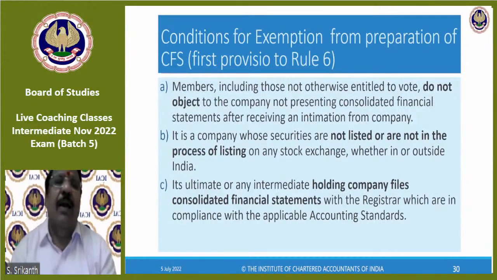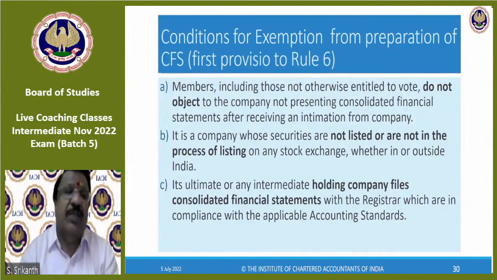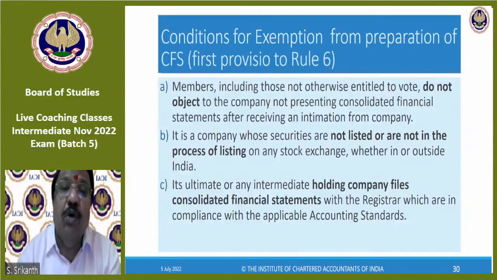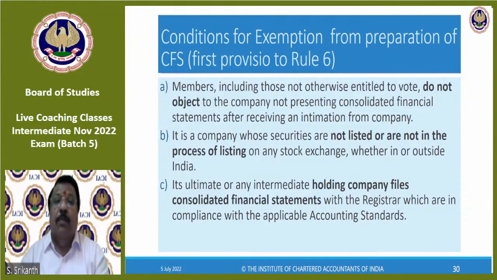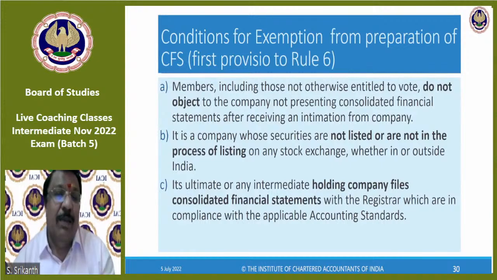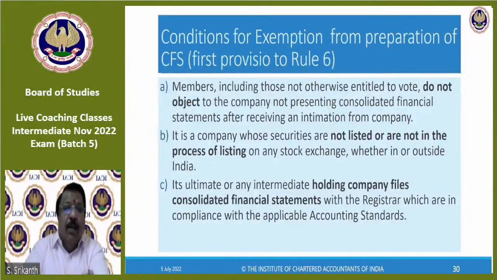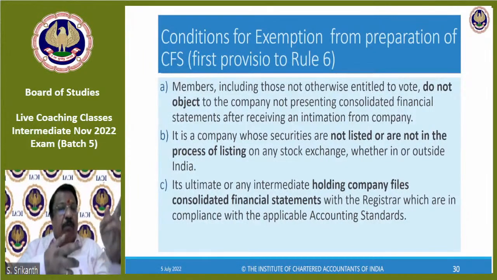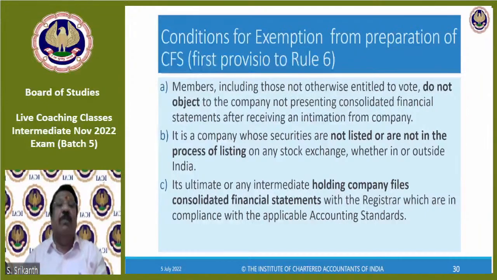So, when a company may be exempted from preparation of CFS, members, including those not otherwise entitled to vote, means if you issued differential voting right shares which are not having the right to vote, even those people should not object. Voting is only one thing. As a member, I have many rights. Attending an AGM and voting is one right, but receiving financial statements, receiving consolidated financial statements are other rights. Even though I may not have voting right, I am entitled to receive the financial statement, and I am entitled to come and attend the AGM and ask questions.